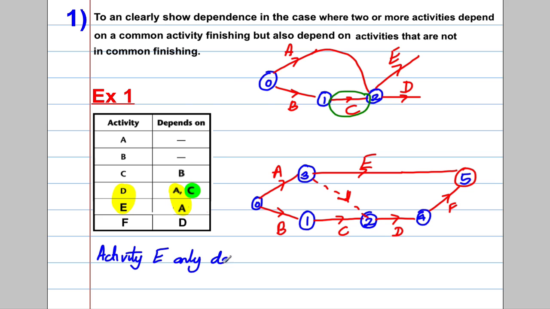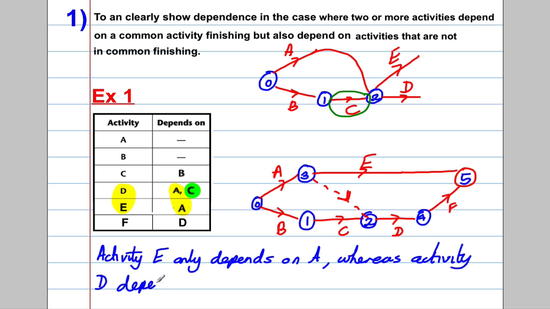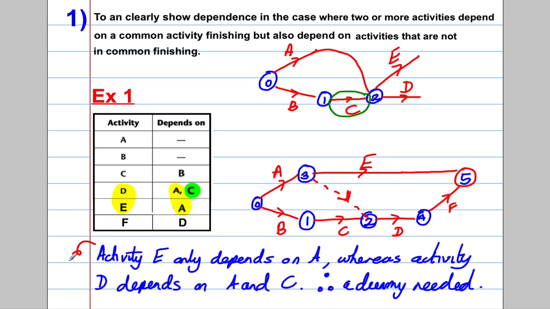only depends on A, whereas activity D depends on A and C. Therefore, a dummy is needed. And that's what you'd write, and they often ask that in the exam for you to explain, and you would write a sentence like that.